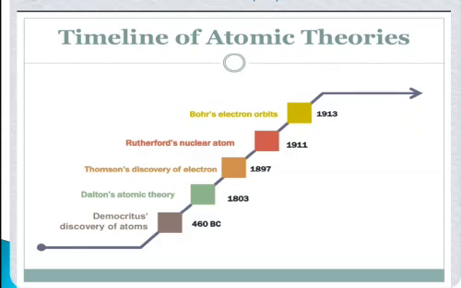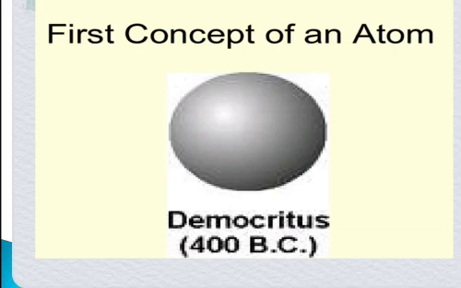Now, in this figure, you can see the timeline of atomic theories. The first scientist who proposed the idea of the atom was Democritus. According to Democritus, the atom is the smallest particle. Then Dalton proposed his theory in 1803. Then Thomson discovered the electron in 1897. Then Rutherford proposed his nuclear atom in 1911. And then Bohr proposed his electron orbits in 1913.